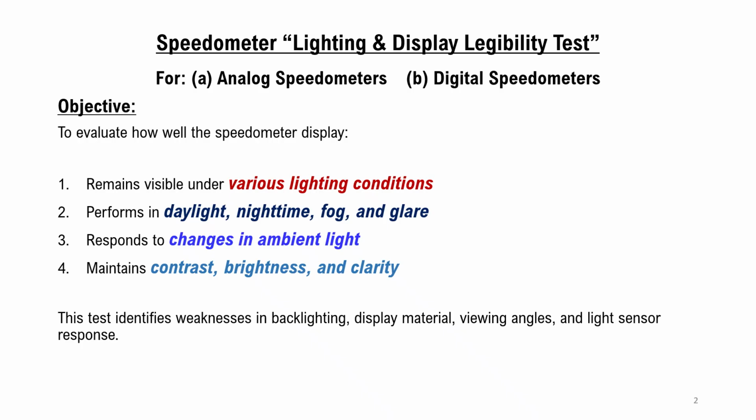The objective of this test is to evaluate how well the speedometer display remains visible under various lighting conditions, performs in daylight, nighttime, fog and glare, responds to changes in ambient light, and maintains contrast, brightness, and clarity. This test identifies weaknesses in backlighting, display material, viewing angles, and light sensor response.